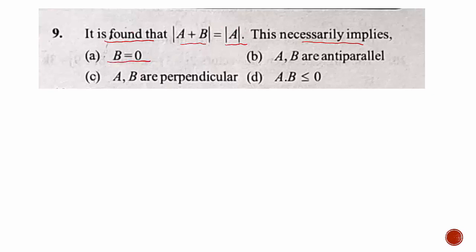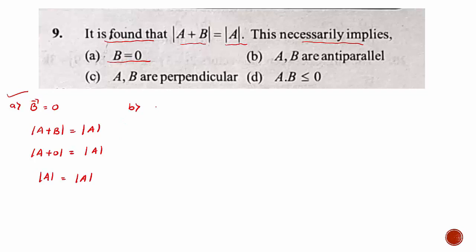Option 1 is B equal to 0. Suppose I consider vector B equal to 0. Here it is given, our equation is mod of A plus B equal to mod of A. Suppose B equal to 0, then the equation becomes A plus 0 is equal to A, or mod A equal to mod A. Yes, this will be right. So B equal to 0, this condition we can follow here.